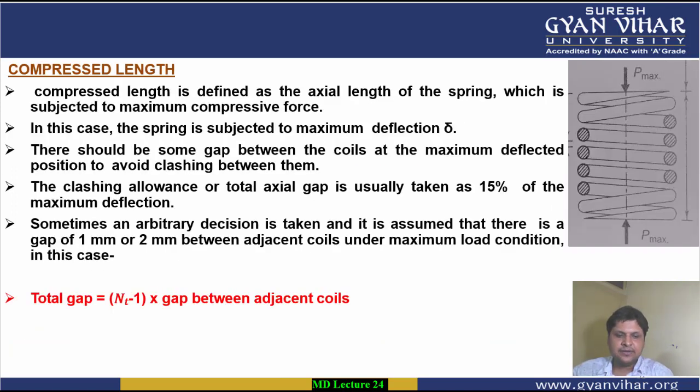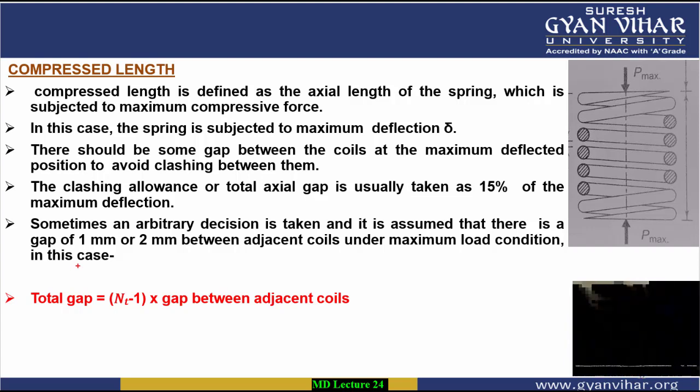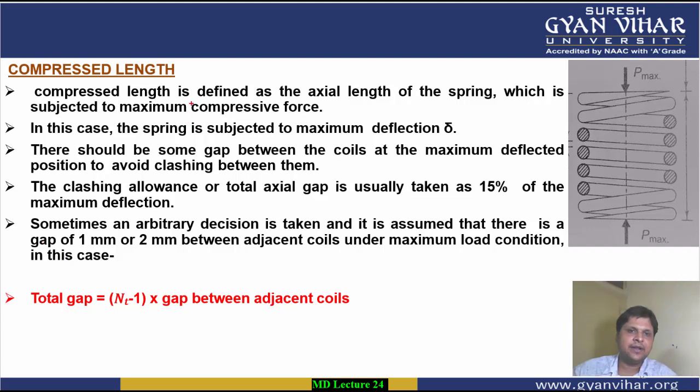Compressed length, as the name itself suggests, students, is that length of the spring which is available when it is loaded with some load. Compressed length can be defined as the axial length of the spring which is subjected to maximum compressive force. Don't get confused with solid length, because compressed length and solid length are very different from each other.